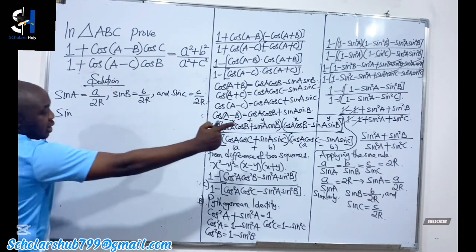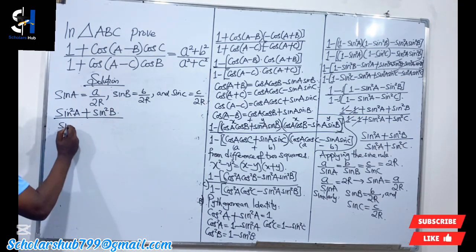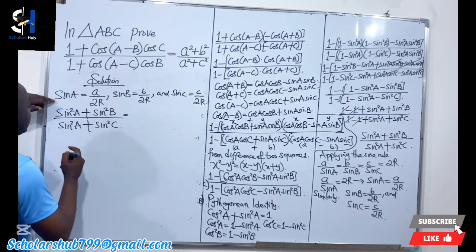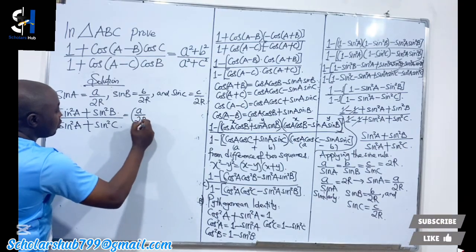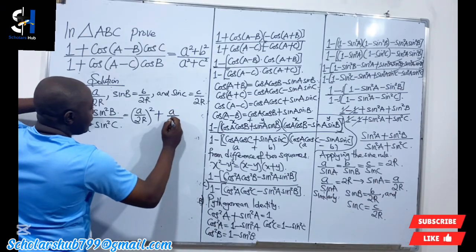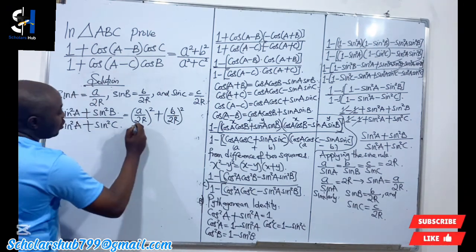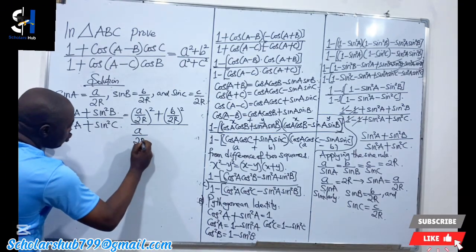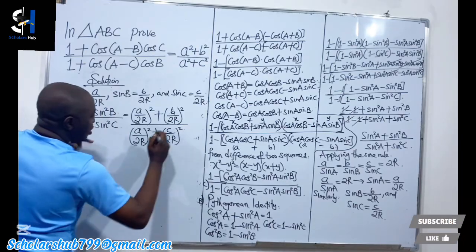And we have that expression there, which is sine squared A plus sine squared B divided by sine squared A plus sine squared C. For sine A, we know that to be a divided by 2R, but we have sine squared A, so a over 2R squared plus sine squared B, that will be b over 2R raised to the power of 2, divided by a over 2R raised to the power of 2, plus c over 2R raised to the power of 2.